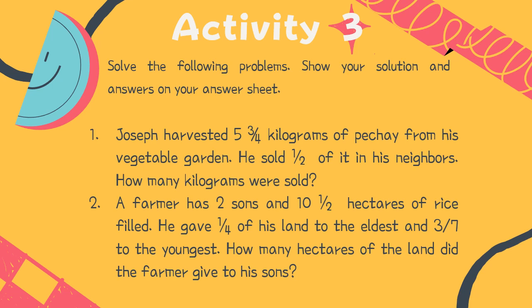Number 2. A farmer has 2 sons and 10 1/2 hectares of rice field. He gave 1/4 of his land to the eldest and 3/7 to the youngest. How many hectares of land did the farmer give to his sons? Be careful in answering number 2. Analyze the problem by answering what is asked, what are given, what operation to be used, what is your solution, and your answer.